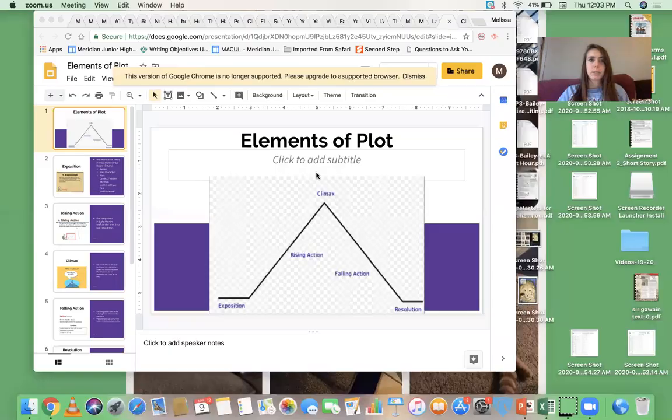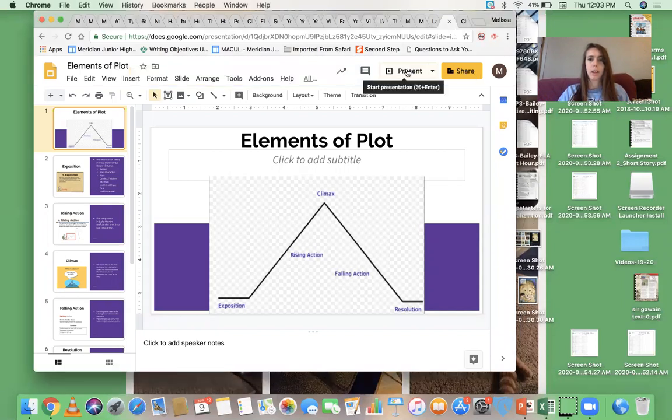All right, everyone. So we are going to start talking about the elements of plot. Whether you're writing a story or reading a story, you do need to understand the elements of plot and how they function together to make a story. So I'm going to share my screen with you so that you can see the presentation. I will also have it linked and available to you on Echo.